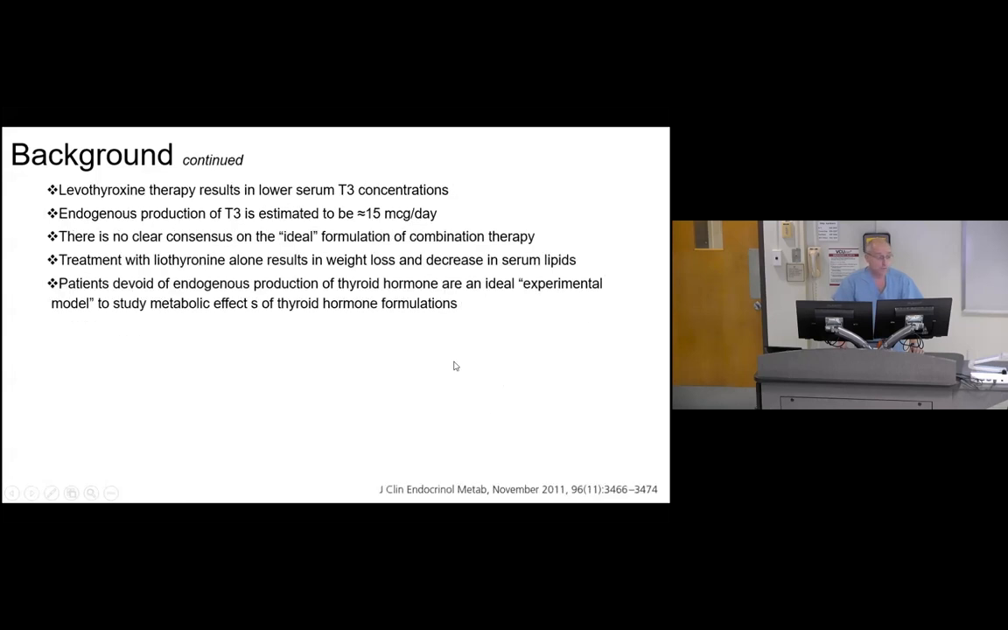technically flawed. Another thing that we know is that if we treat patients with hypothyroidism with T4, the serum T3 goes to the low end of normal, and the overall estimation of T3 production from the thyroid is approximately 15 micrograms per day. And there is really no clear indication or consensus on the ideal formulation of combination therapy.